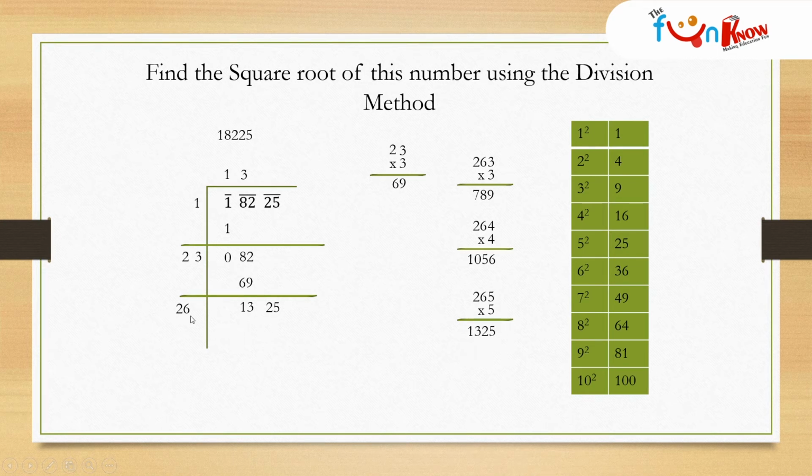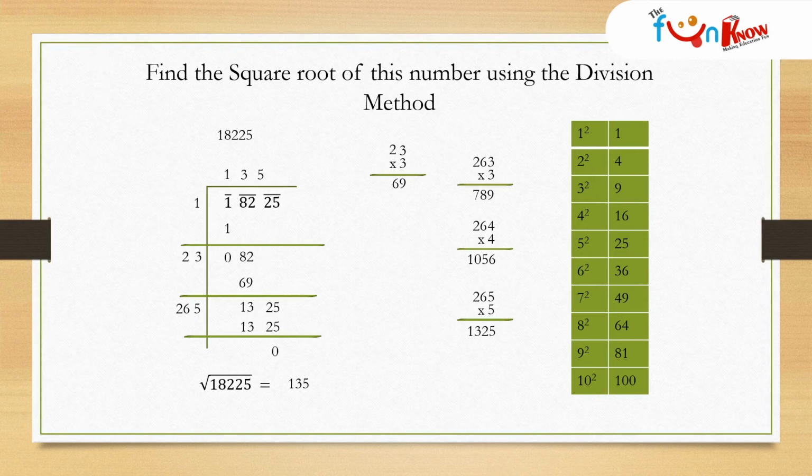So what you will do, 26, you will write 5, that is 265 into 5, and you will get the exact answer. Remainder is 0. I hope you understand, students. This is how the square root by division method is to be found out. So this is a big number, that is 18,225, and square root of 18,225 is 135, which was so easy to find out, students. If you would have used prime factorization method over here, it would have taken more time. It was a time consuming method. That was the reason people invented division method.